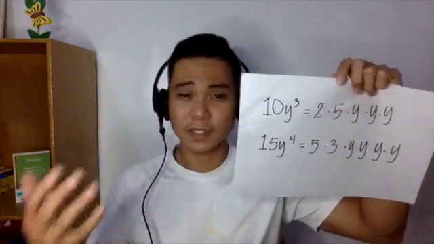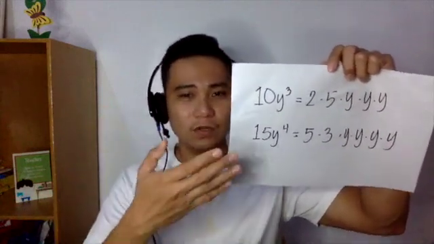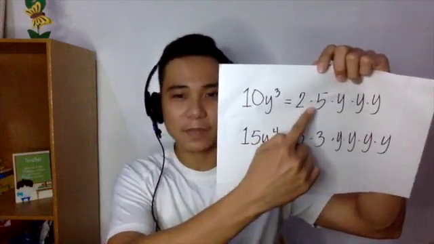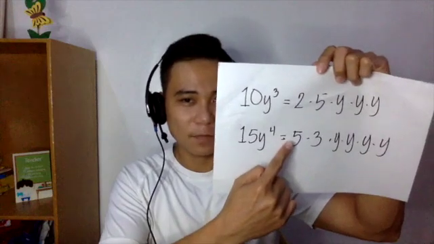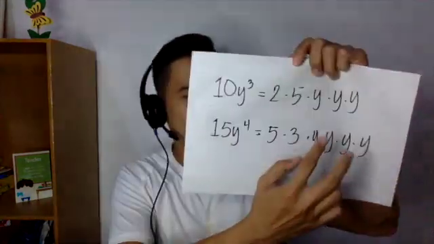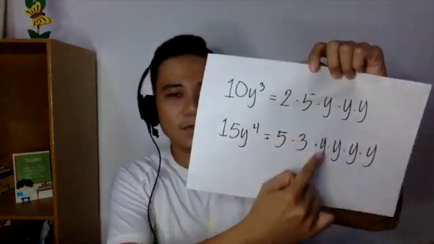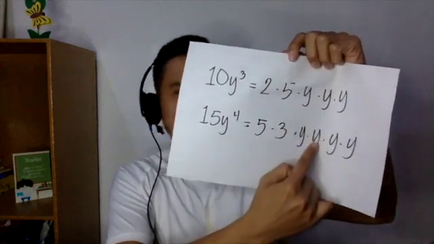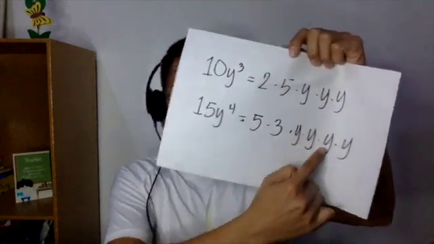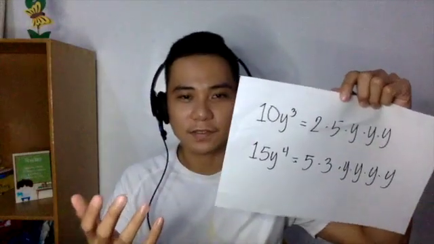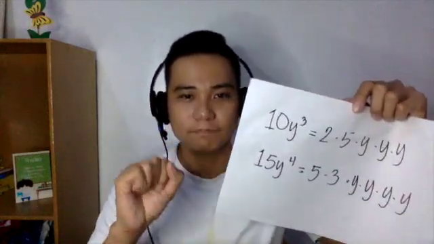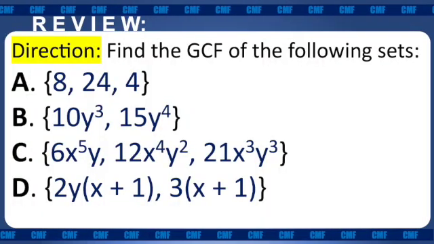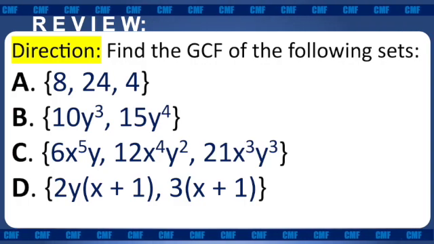When we say GCF, it's the greatest common factor. The common factor is 5, we have 5 here and 5 over here. And for the y's, how many y's do we have in common? The first y, the second y, and the third y. So the GCF is 5y cubed, because we have 3 y's. Now letter C, we have 6x to the fifth y.